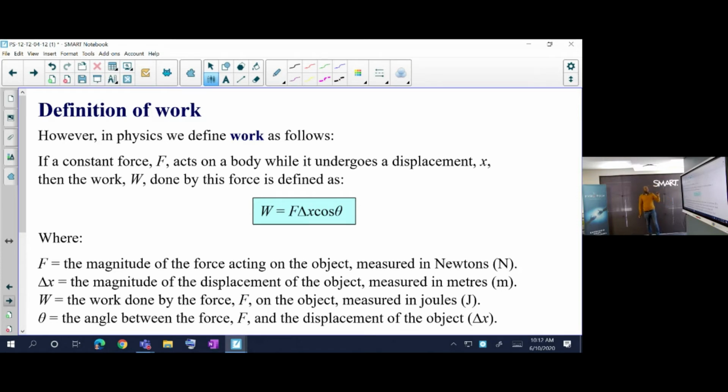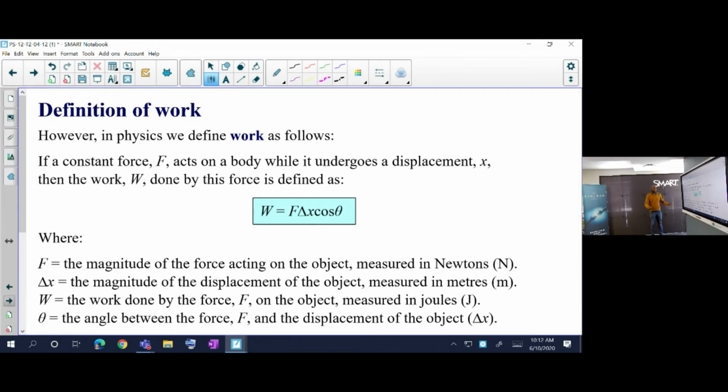A constant force, this force is going to be represented by capital letter F. If you're using your device, you have to bold it to show that this force is a vector. If you are not doing that, you have to write on top of each and every capital letter F a full arrow or half of an arrow to indicate that this is a vector. Okay, acting on a body while it undergoes a displacement. A displacement then, that is the distance covered.